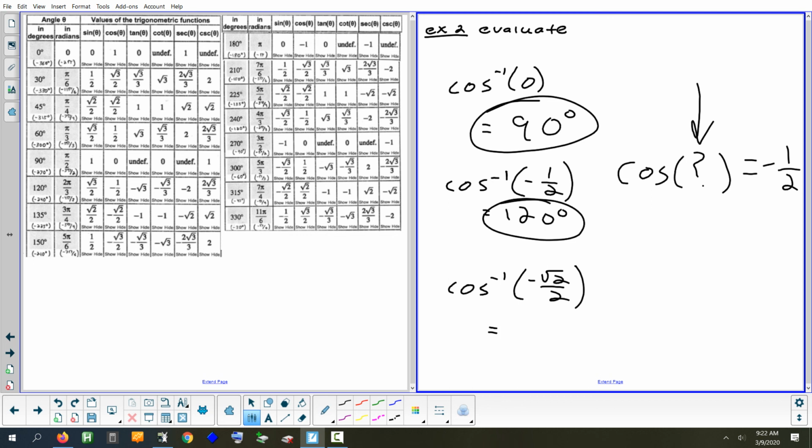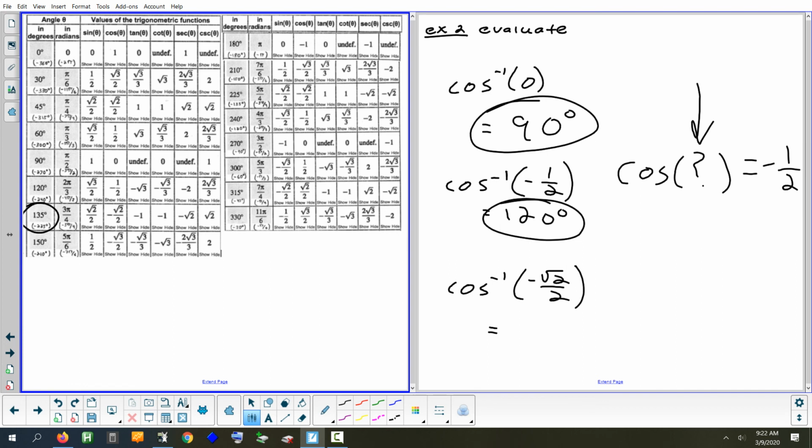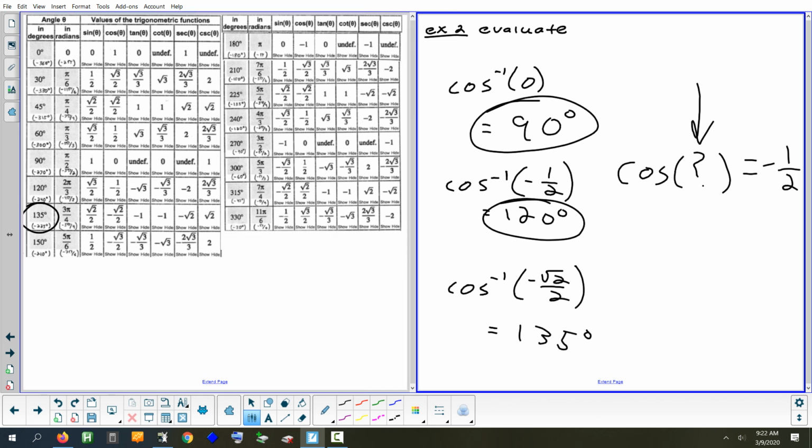Right, and now let's try one more. Inverse cosine of -√2/2. Yep. 135. That is 135 right there. Okay, if you keep looking, you will find it again in the 225 row, but that answer is not going to help us. Okay. Any questions on that?